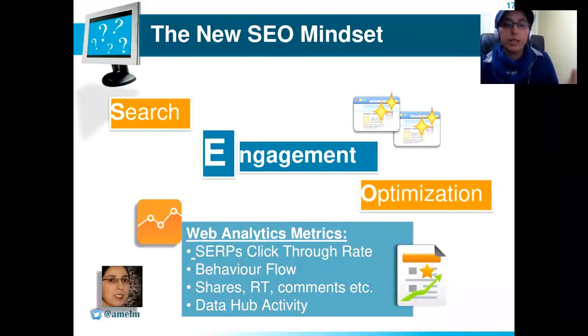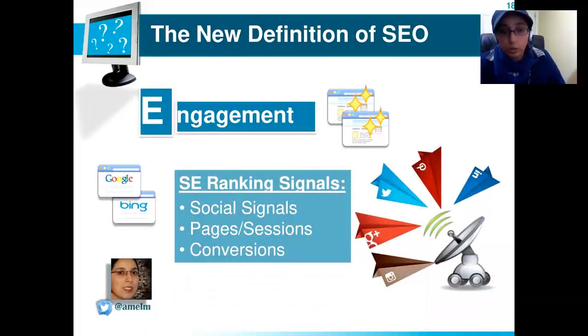The last one is kind of new and not new at the same time. Google Analytics added this metric, I think, two years ago, but it's not really used as it should be, and it's called the data hub activity. The data hub activity is super important, and it can help you immensely with your ranking in your SEO.